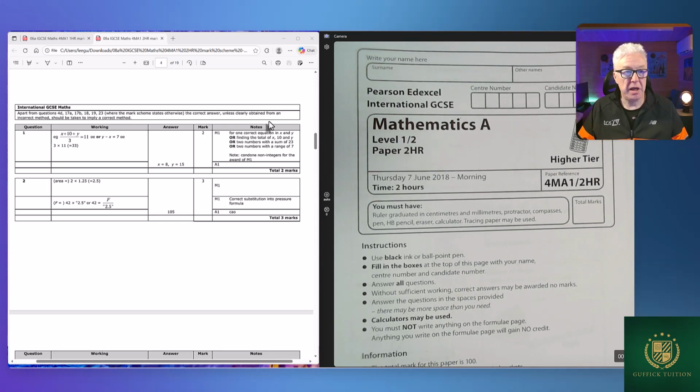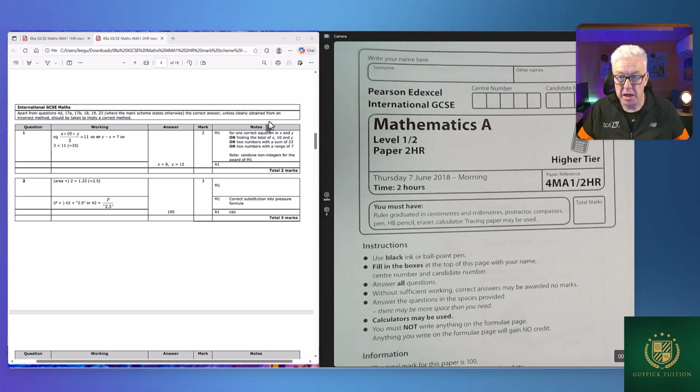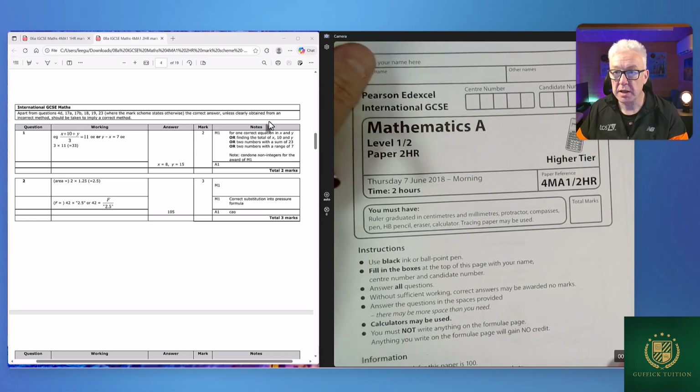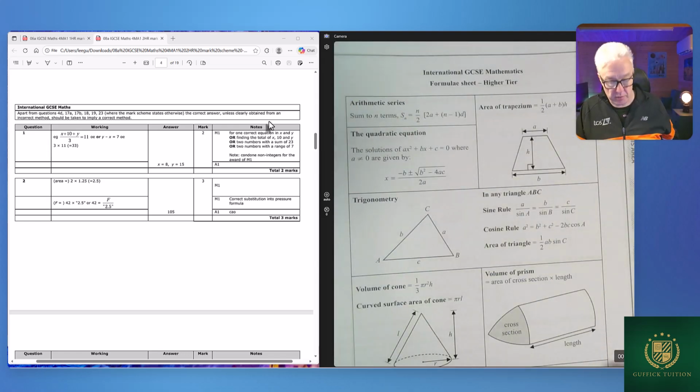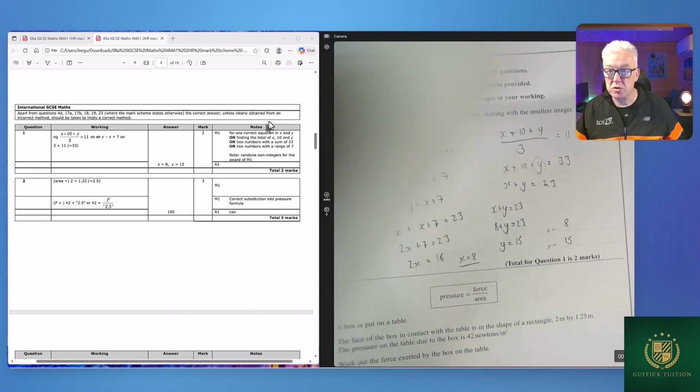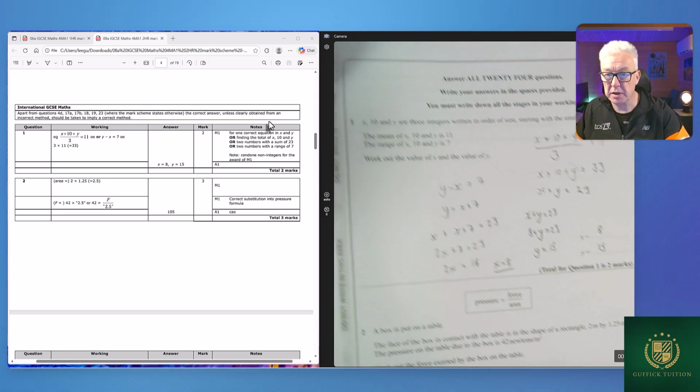Hello everyone, we've got here an IGCSE paper from 2018. It's a paper 2 and it's the R, which is like the regional paper. So let's have a look at this IGCSE paper then. Here we go. So all the usual information you get given. Right, let's have a look.